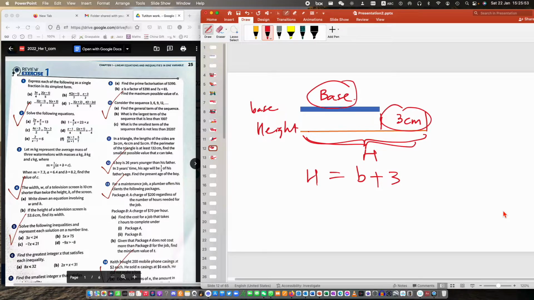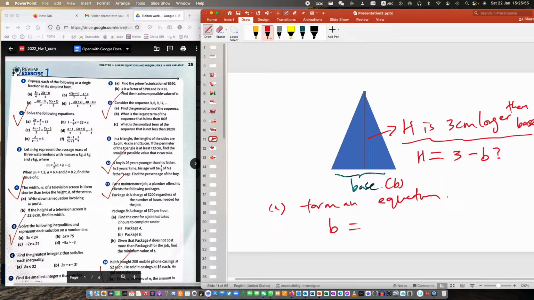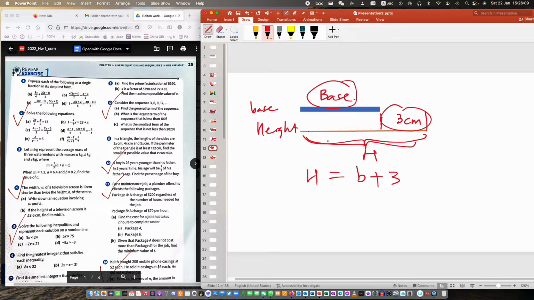So once you form this equation, H is equal to B plus 3. So your answer is wrong, huh? H is B plus 3. Are you clear? So if they ask B is equal to what? Since H is equal to B plus 3, you look at the diagram. Based on this diagram, B is equal to H plus or minus? Minus. Minus the 3.